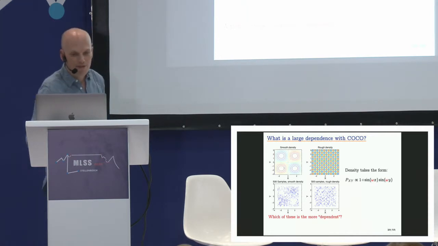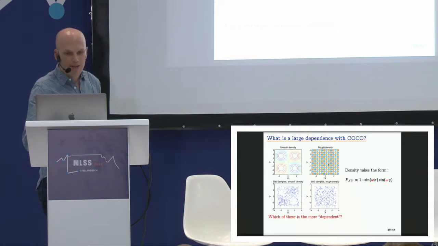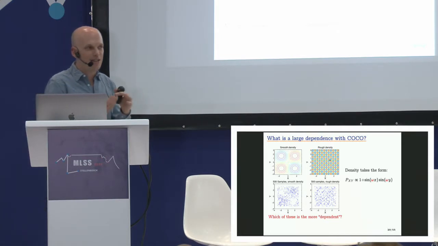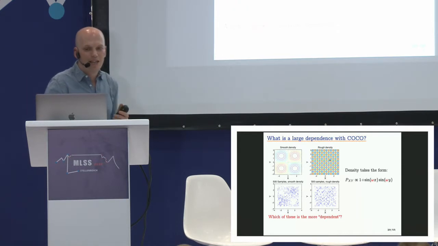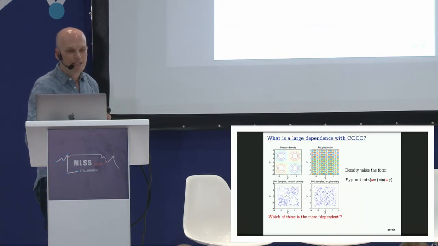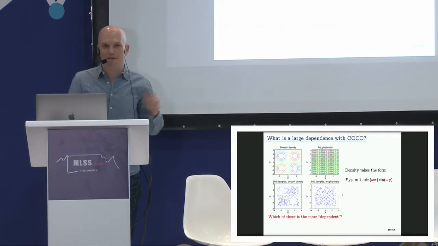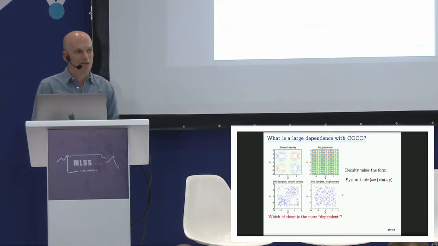If I draw samples from this, I get something looking like that. Here is a rough density. So here the high and low density regions are really interleaved at a very high frequency. If I draw samples, I get something like this. So this is the family of densities that I'm going to be using, and I'm going to be computing the constraint covariance as omega increases.